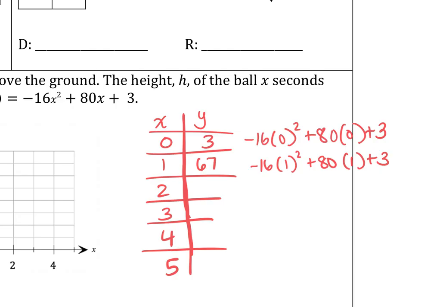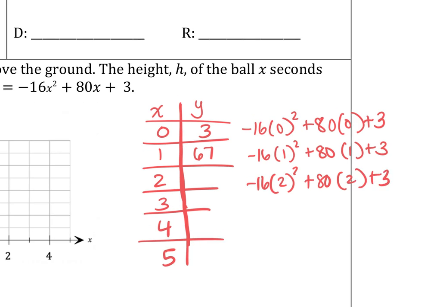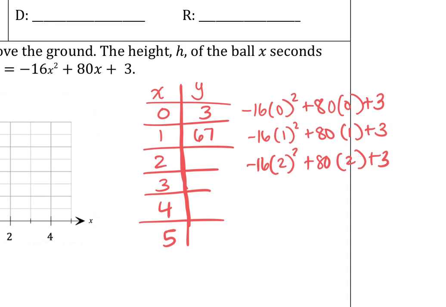All right, plugging in number 2. Negative 16 times 2 squared plus 80 times 2 plus 3. It's not as cool as 67, but. So I would do the 2 squared, which was 4, times negative 16. Very good, 99.